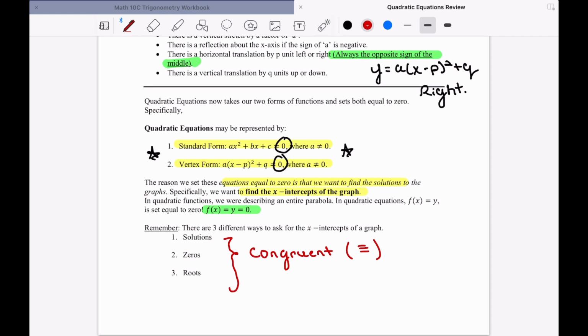And you're going to see throughout the practice problems that we do together here that those terms are interchangeable. Sometimes they use solutions, sometimes they use roots, and then sometimes they'll use zeros, just depending on the problem. But they all describe the x-intercepts of the graph.